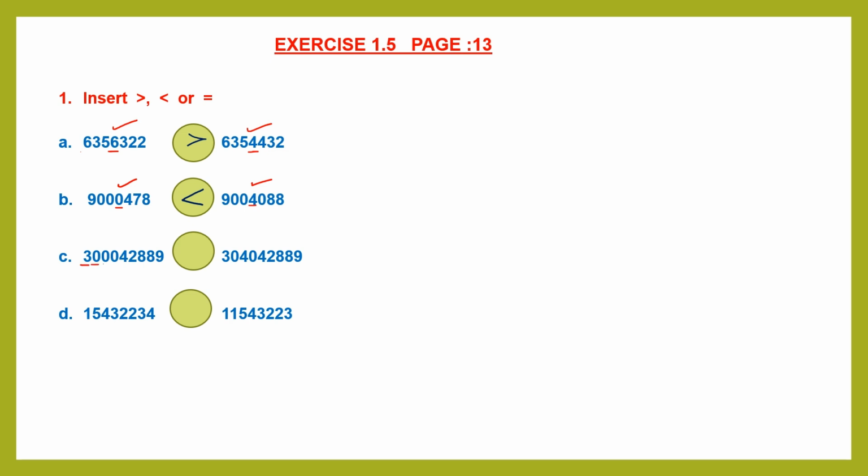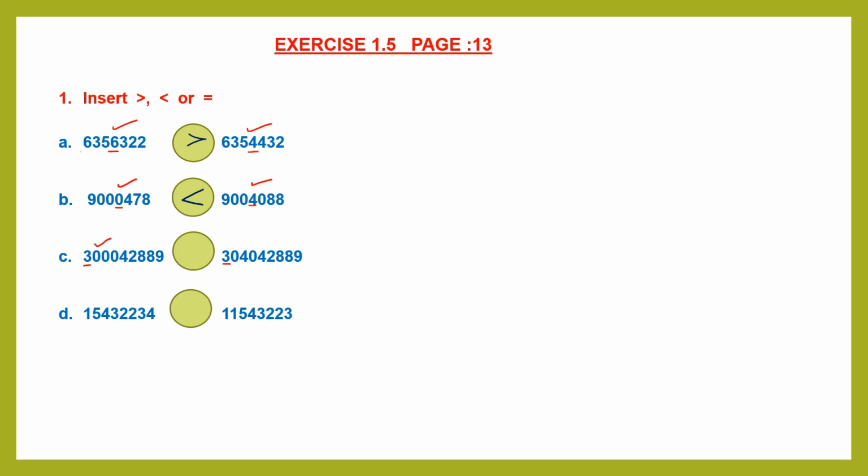1, 2, 3, 4, 5, 6, 7, 8, 9. This is a 9-digit number. 1, 2, 3, 4, 5, 6, 7, 8, 9. This is also a 9-digit number. So the next thing is to look at the digit on the extreme left. And that is 3 here and 3 here. So we'll go to the next one.